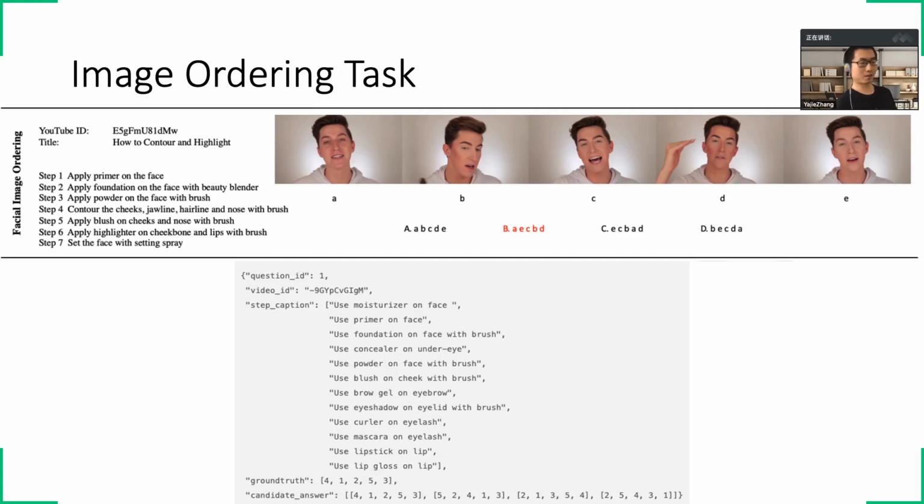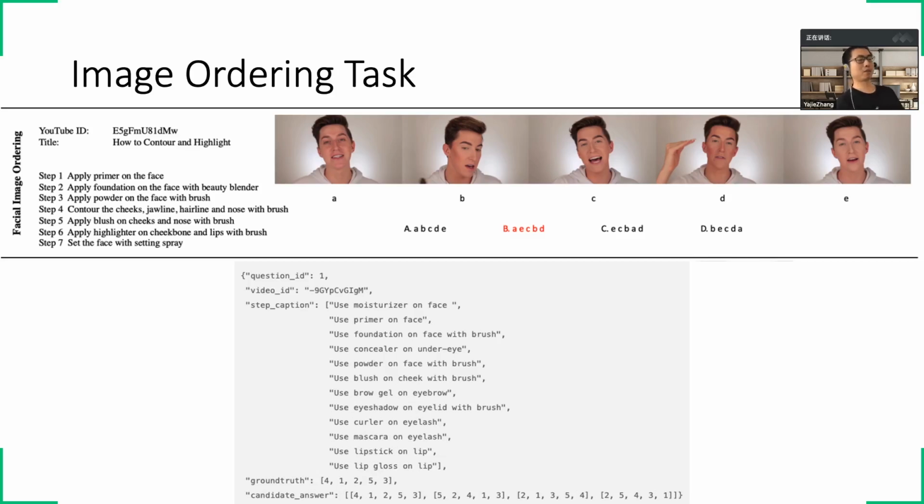The step descriptions are shown here. For example, the first step is apply primer on your face. The second step is apply foundation on your face with a beauty blender. As a multiple-choice task, for each question there are 4 candidate answers provided. We marked them as uppercase A, B, C, and D. Each candidate answer is a sort of the 5 images, and only one of the candidate answers is the truth.